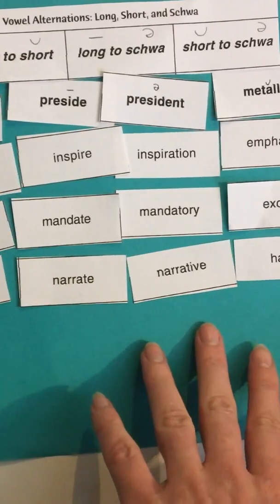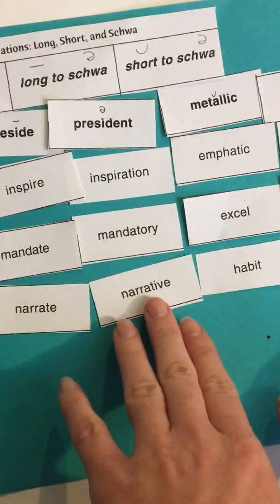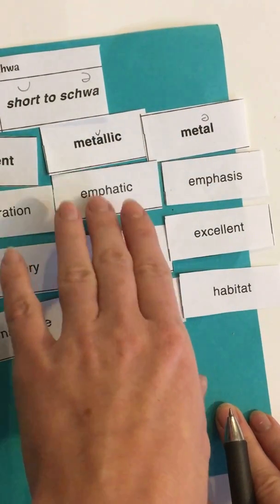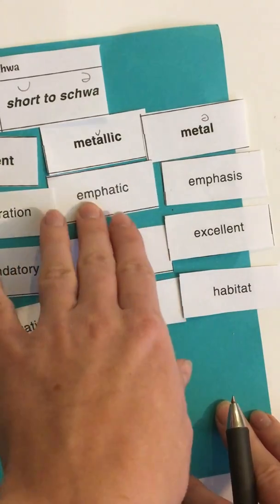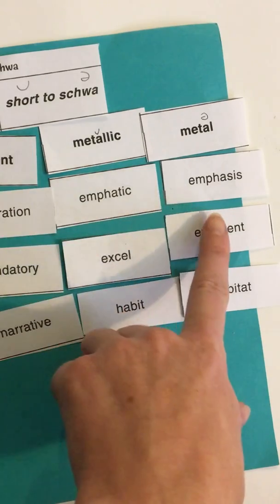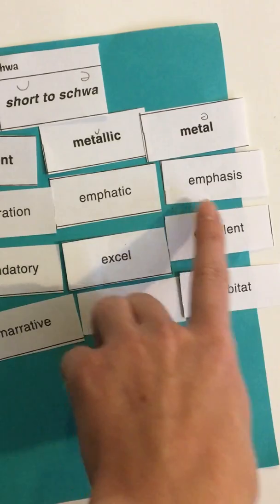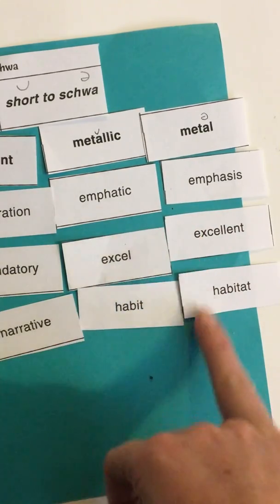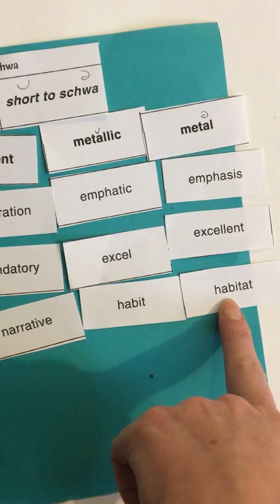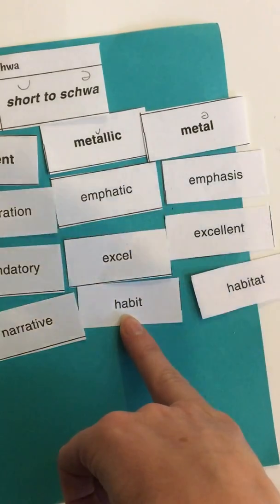Narrate and narrative. Narrate would be the person who's reading it, and they read the narrative. Metallic is a kind of metal. I really like this word. Emphatic, which means giving a strong emphasis. So someone could say something in an emphatic way to give it emphasis. You know what these both mean: excellent, habit, and habitat. Habitat would be somewhere you live, you always go back there, but a habit is something that you always do.